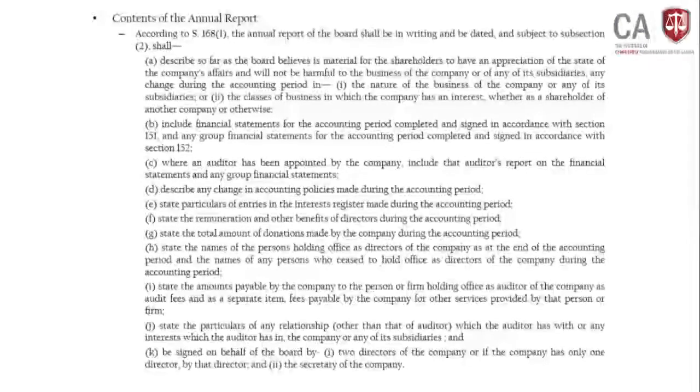Now let us look at what are the contents in an annual report. The annual report is to be sent prior to the AGM, 15 days prior to the AGM. According to section 168(1), the annual report of the board shall be in writing and be dated and, subject to subsection 2, shall include content described so far as the board believes is material for the shareholders to have an appreciation of the state of the company's affairs and will not be harmful to the business of the company or any of its subsidiaries.